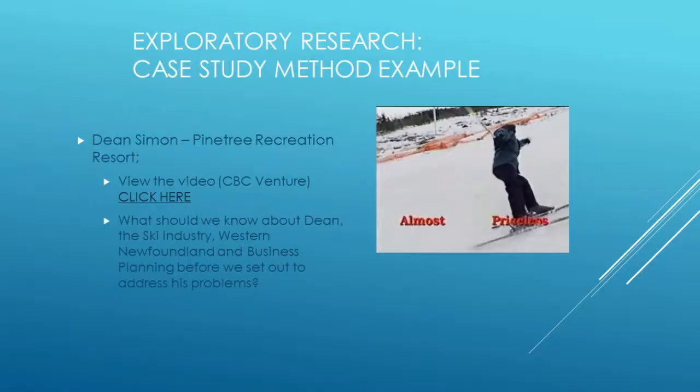In the notes, you'll notice that I have put up a video case, Dean Simon, Pine Tree Recreation Resort. I want you to take a look at that. It's a useful video that describes a young man in Stephenville, Newfoundland, who tried to start a ski hill. Look at some of the issues. What did we learn from those issues? What would we suggest to Dean to do things differently? How would you react in such a similar situation? The Dean Simon case study makes for a good learning opportunity for us as students. So take a look at that.